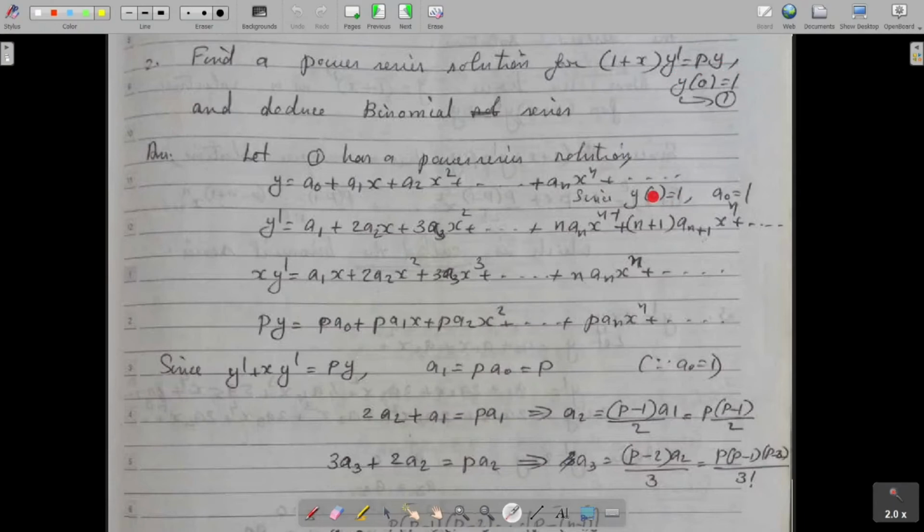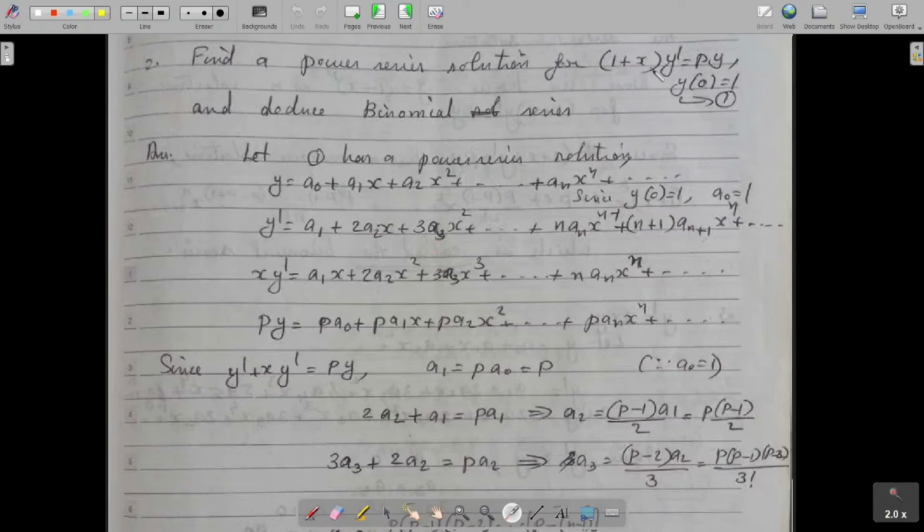So when we substitute x equal to 0, the value of y equal to 1. What happens here: when x equal to 0, all the terms from the second term onward become 0. So we have y equal to a0. And here y equal to 1 at x equal to 0. So we have a0 equal to 1. Now y dash equal to a1 plus 2a2x plus 3a3x square plus etc.